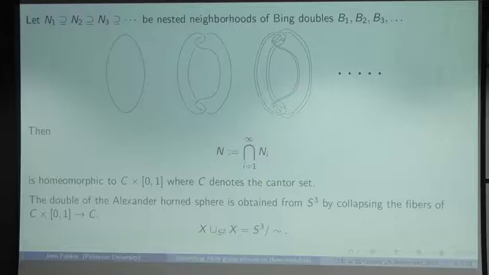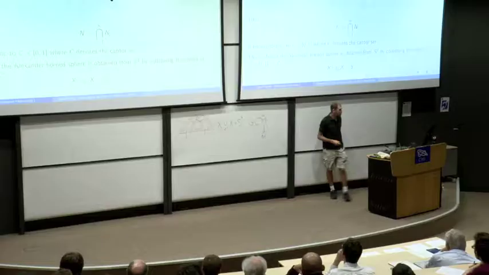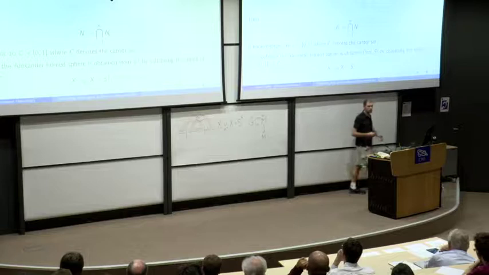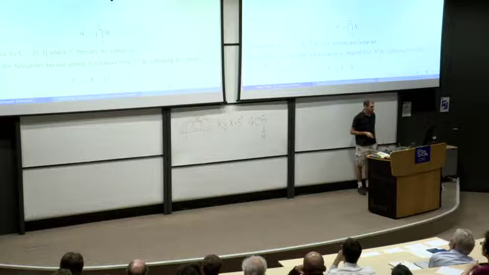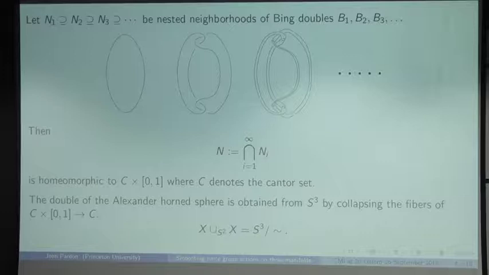Okay, so it follows that this essentially shows that you can present this double of the exterior of the Alexander Horned sphere in the following way. You take the set N, that's homeomorphic to a Cantor set cross an interval, and you just collapse all the intervals. Okay, so nothing really serious has happened so far. We're just giving another presentation of the space.